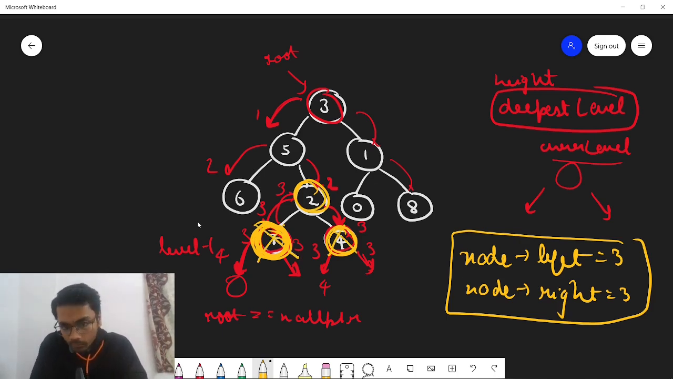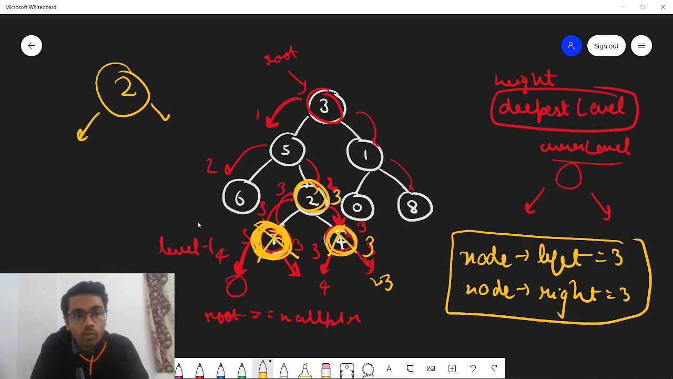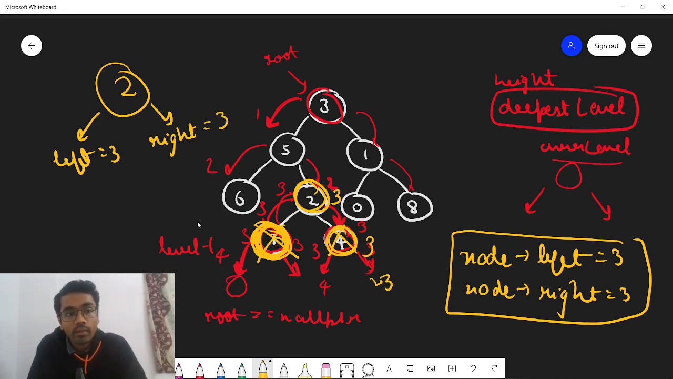So when we return from here, we get 3, and this 3 will be returned to 2. Now this 2 will say, okay, my left part contains the deepest node at level or height 3, and my right part also contains the deepest node at height or level 3. So now we can say that 2 will be the lowest common ancestor.